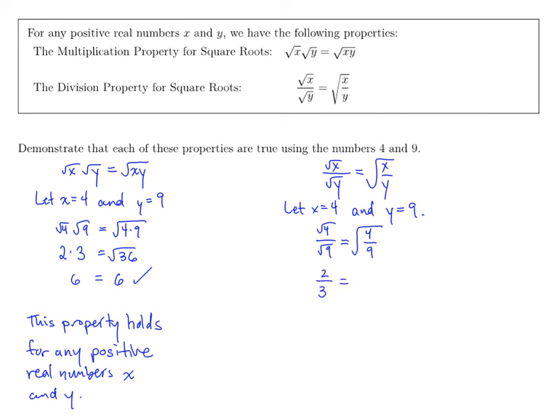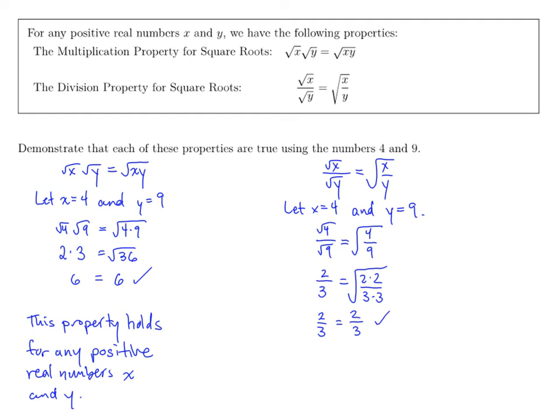The right-hand side is a little bit more complicated to simplify, but we know that 4 is 2 times 2 and 9 is 3 times 3. So let's write that right-hand side as the square root of, and then inside that square root we're going to have 2 times 2 divided by 3 times 3. Now we can see that the left-hand side is 2/3 and the right-hand side is also 2/3.